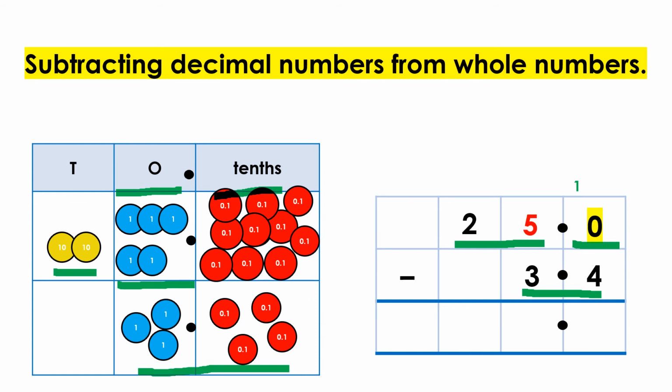Now we can begin to subtract. So 10 take away 4 equals 6. And the rest of the calculation is straightforward. 5 take away 3 is 2, and 2 take away 0 is 2. So now our answer is 22.6. And that was made easier and it made the calculation correct because we added that placeholder in and then we started to exchange when we subtracted.